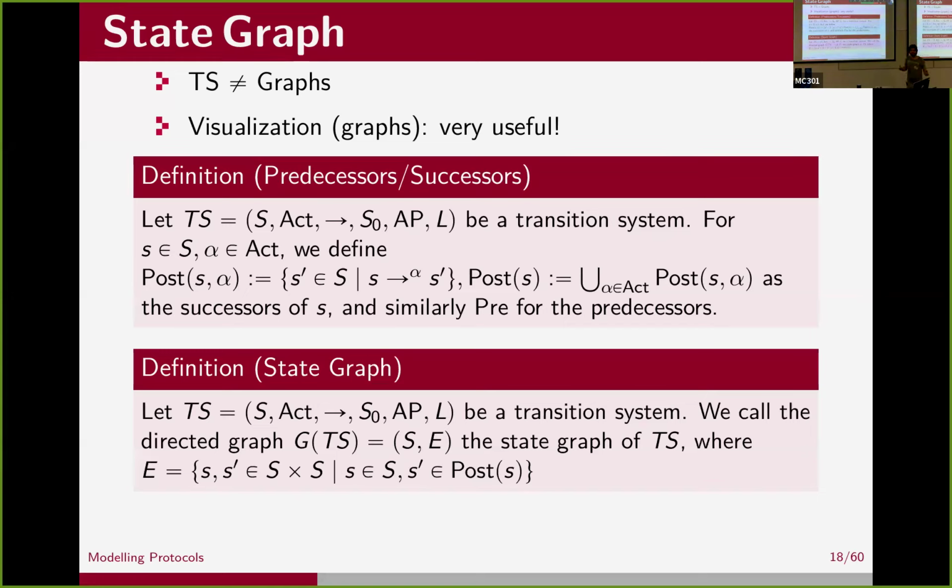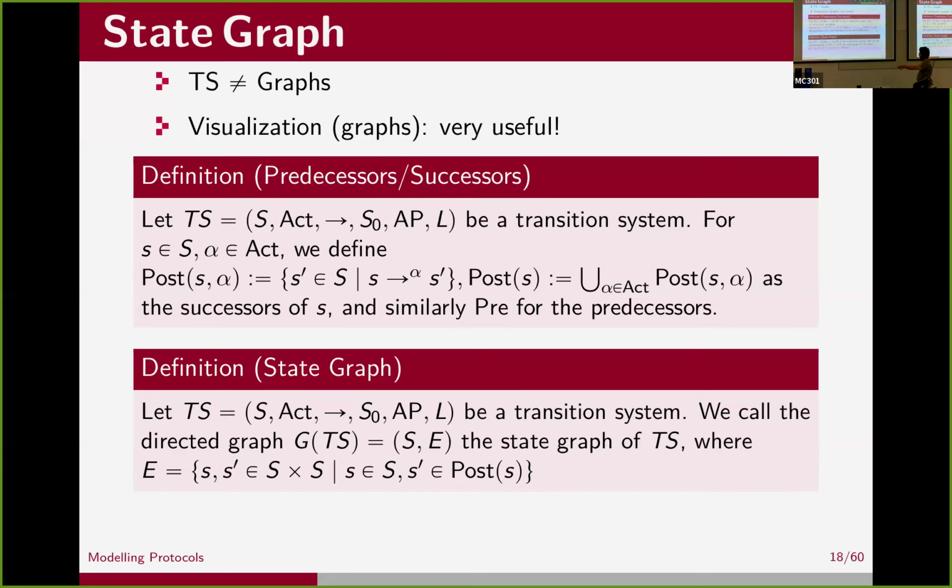In this sense, we can also define some sort of graph, the state graph of a transition system. If we have a transition system like this, we can build a graph G of TS, the state graph of TS, by just taking the states as the nodes of the graph. So this is a directed graph. The nodes of the graph are the states of the transition system. That's why it's called the state graph. And we construct the edges using this successor condition.